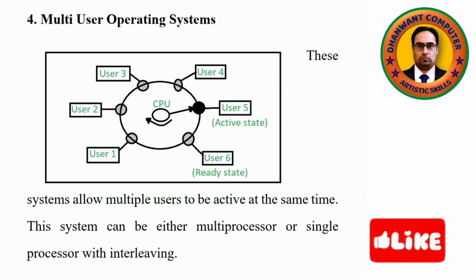4. Multi-user operating systems. These systems allow multiple users to be active at the same time. This system can be either multi-processor or single processor with interleaving.